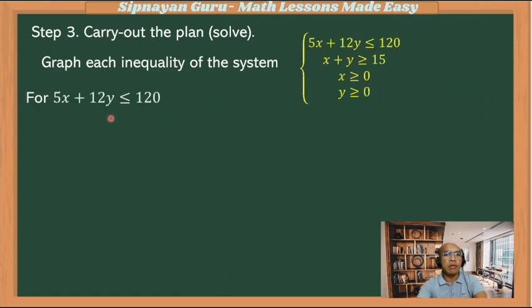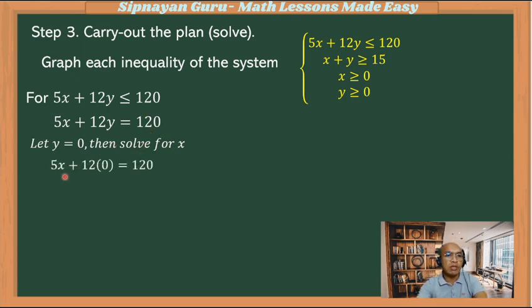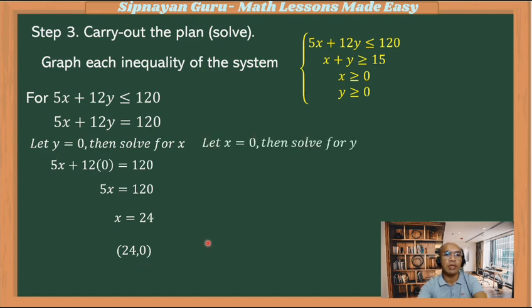So for the first inequality, 5x plus 12y is less than or equal to 120. Change this into an equation and solve for the x-intercept to graph this boundary line. So 5x plus 12 times 0 is equal to 120. So this is 5x is equal to 120. Divide both sides by 5 to solve for x. Our x is 24. The x-intercept is the ordered pair 24 and 0.